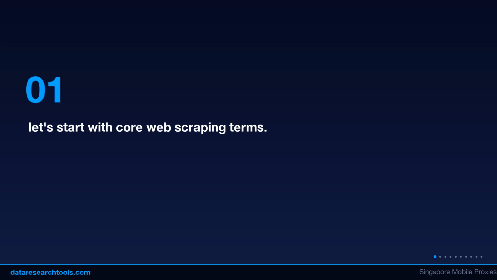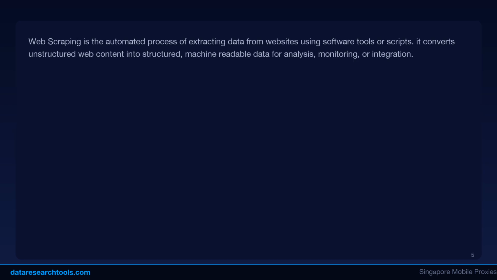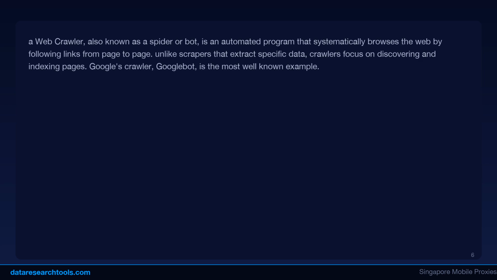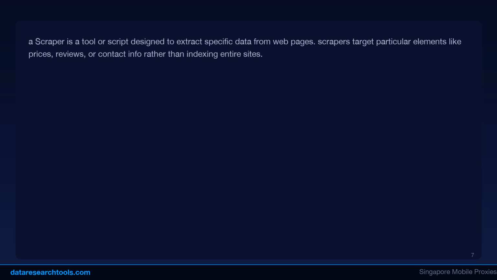Let's start with core web scraping terms. Web scraping is the automated process of extracting data from websites using software tools or scripts. It converts unstructured web content into structured, machine-readable data for analysis, monitoring, or integration. A web crawler, also known as a spider or bot, is an automated program that systematically browses the web by following links from page to page. Unlike scrapers that extract specific data, crawlers focus on discovering and indexing pages. Google's crawler, Googlebot, is the most well-known example.